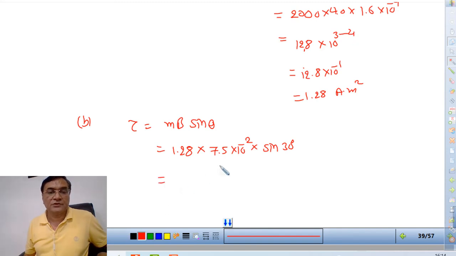If I do this calculation, multiply this, sin 30 is half, so we get 4.8 into 10 raised to minus 2, 4.8 into 10 raised to minus 2 joule. Okay, so this is the torque acting on solenoid.